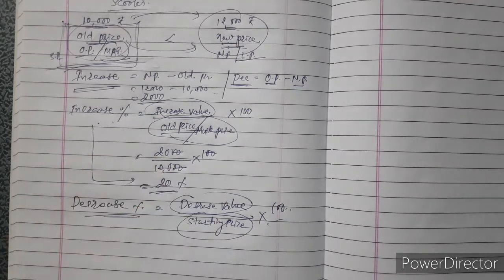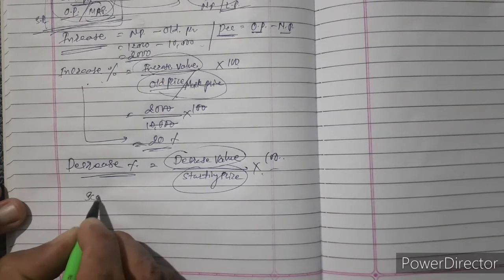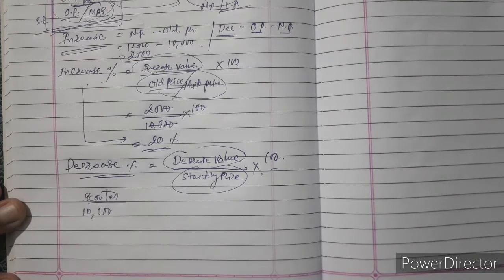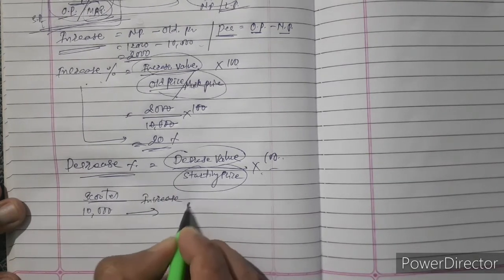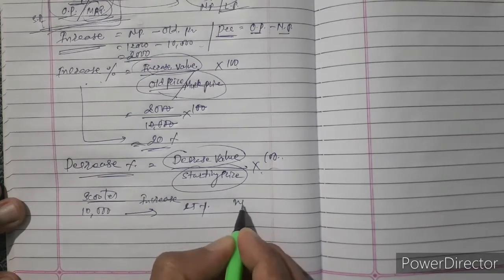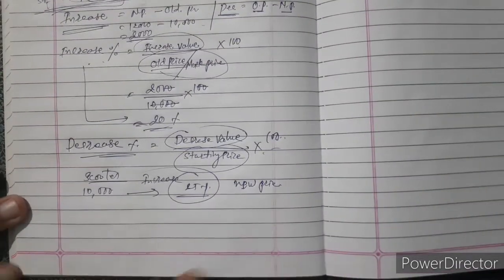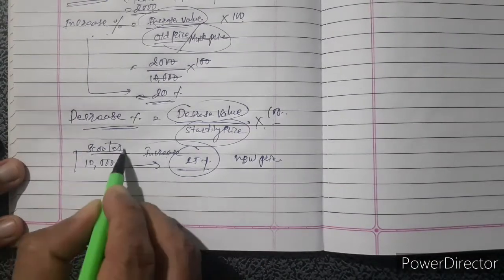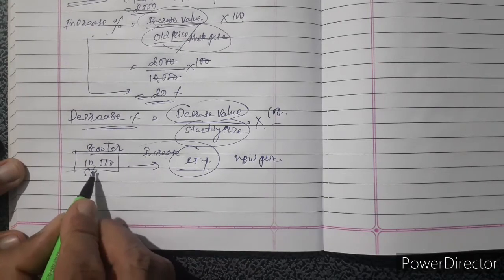Same in increasing value. Sometimes the increasing percentage is given. Suppose one scooter is there and its price is 10,000 rupees, and its price increases 25%. Then what is the new price? So that time what to do? Just find out the increase. Increasing and decreasing values are always calculated on the starting value, that is your starting price, otherwise old price.